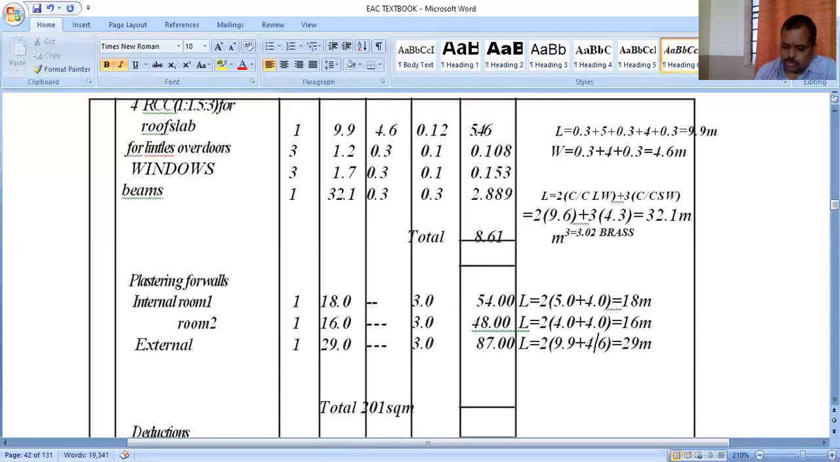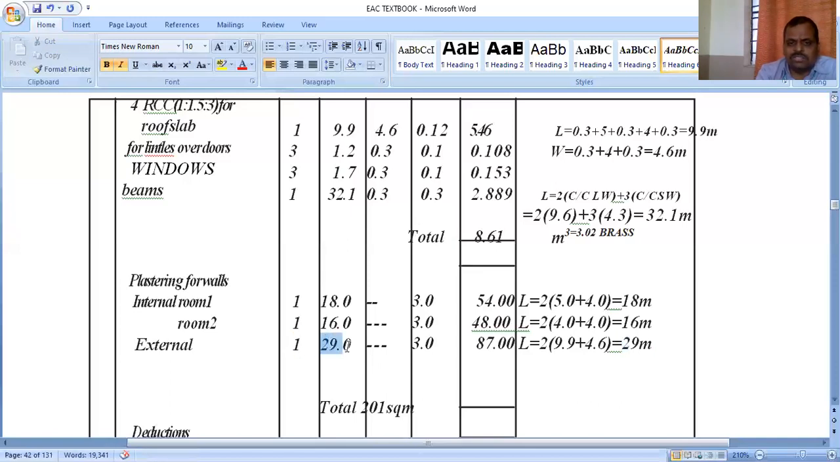So 9.9 plus 4.6 is 14.5, into 2, because there are two walls on each side. It will be again 29 meter, no doubt. The external remains constant. Here the total number will again be taken as 1 for the plastering.